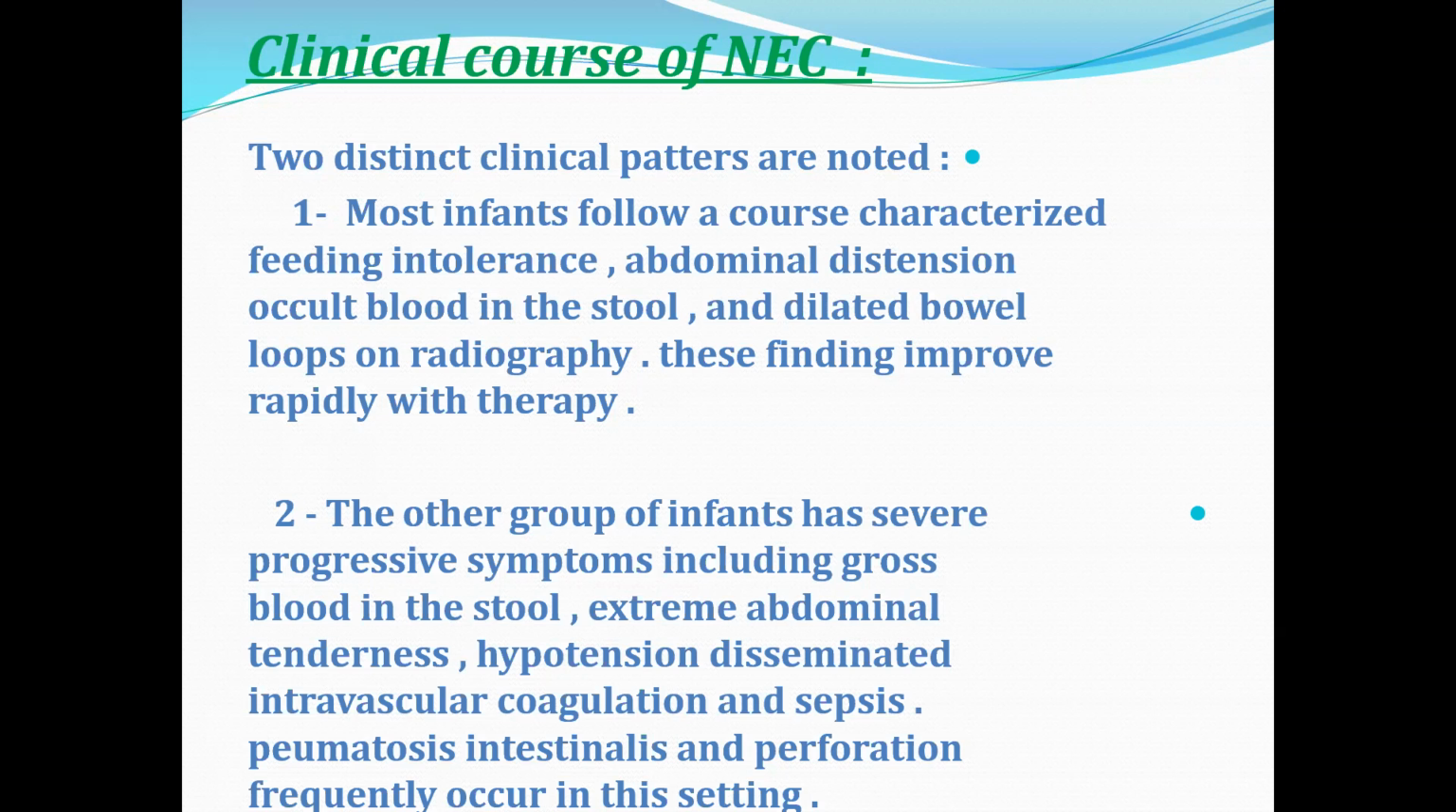The other group has a severe course with progressive symptoms, including gross blood in the stool, extreme abdominal tenderness, hypotension, DIC, and sepsis. Pneumatosis intestinalis and perforation frequently occur in this setting. So naturally, we have two courses, a mild and an aggressive course.